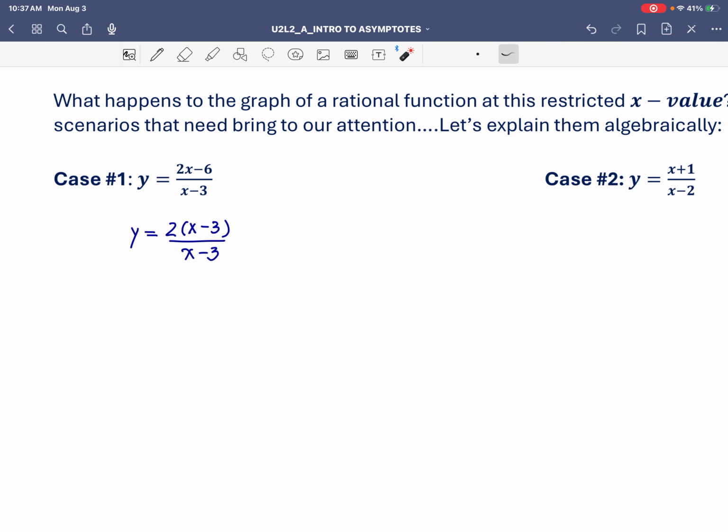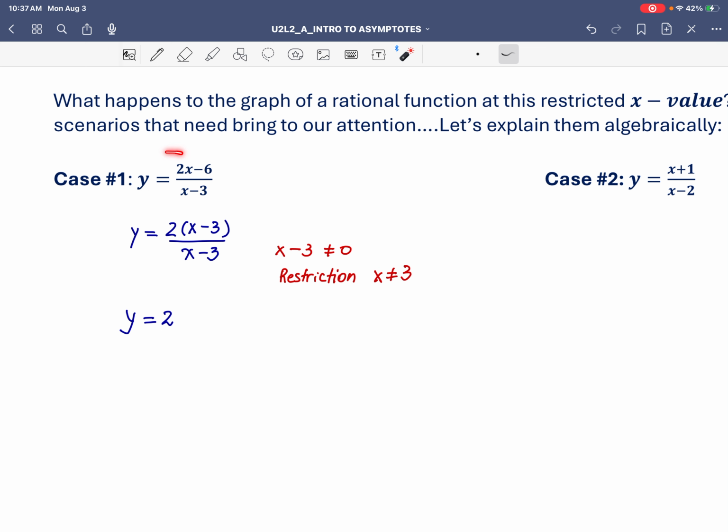And the restrictions are found by looking at every factor and making it different than 0. So x minus 3 is the only binomial in the denominator, and it has to be different than 0, which means that the restricted value is x not equal to 3. Now, as you can see, we ended up with common factors in numerator and denominator, so the simplified form of this function will be y equals 2.